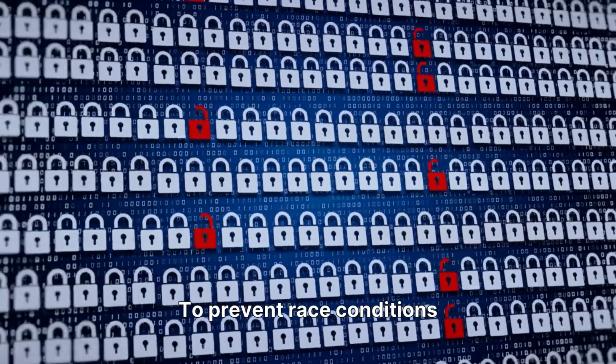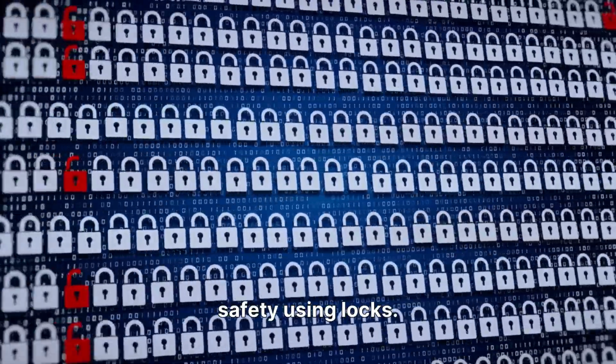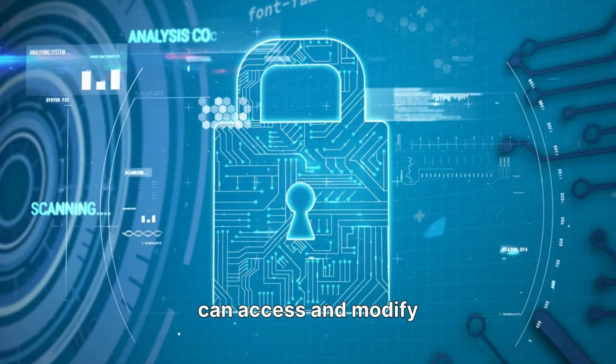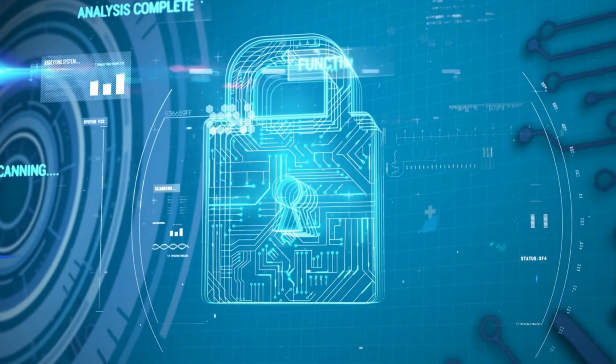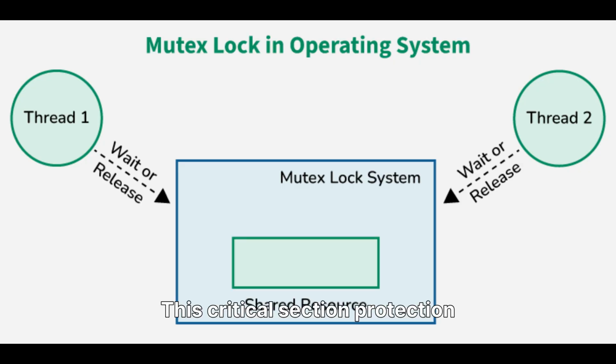To prevent race conditions when multiple threads access shared data, implement thread safety using locks. A lock statement ensures that only one thread can access and modify a specific block of code or data at any given moment. This critical section protection maintains data integrity across threads.